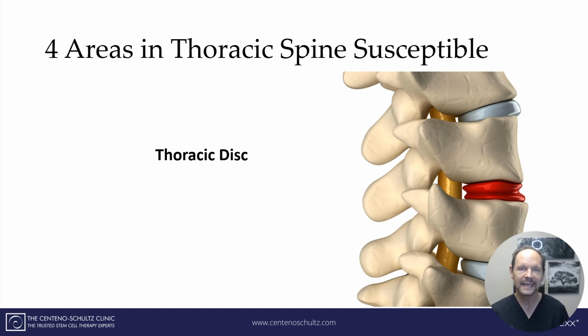There are many different areas of the thoracic spine, but the 4 that I want to talk about that are particularly susceptible to degeneration are, number 1, the thoracic disc. It's illustrated here. The disc is that cushion or shock absorber that's between the vertebral bodies. There's one at each level of the thoracic spine. It's a very, very important shock absorber, and it's susceptible to degeneration.